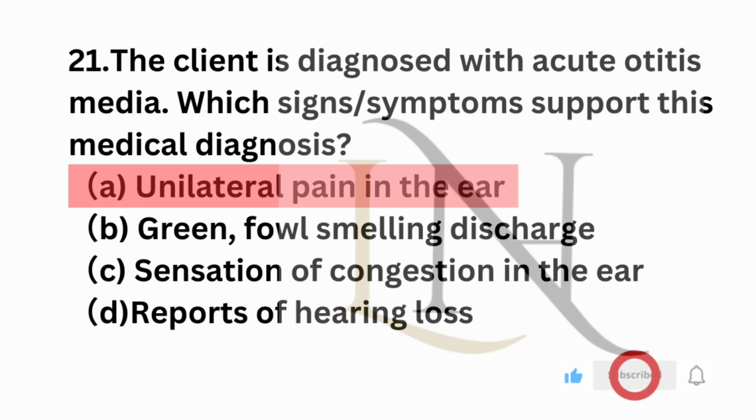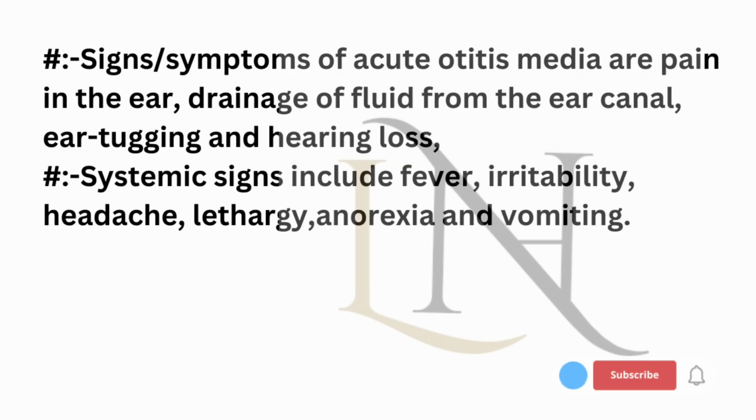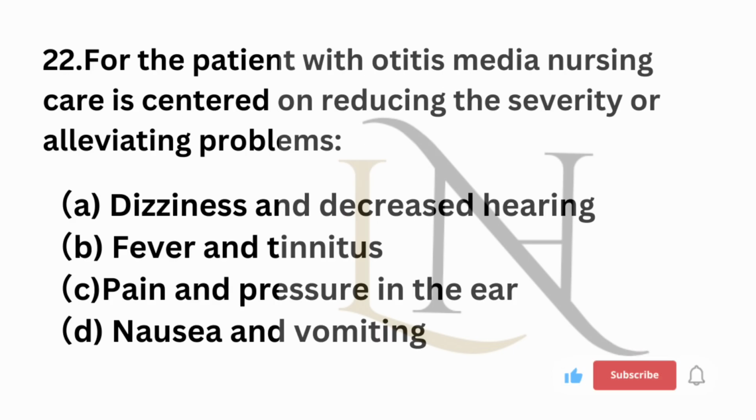Now we will see signs and symptoms of otitis media. Signs and symptoms of acute otitis media are pain in the ear, drainage of fluid from the ear canal, ear tugging and hearing loss. Next, systemic signs include fever, irritability, headache, lethargy, anorexia and vomiting. We will see in acute otitis media. Next, for the patient with otitis media, nursing care is centered on reducing the severity or alleviating problems.